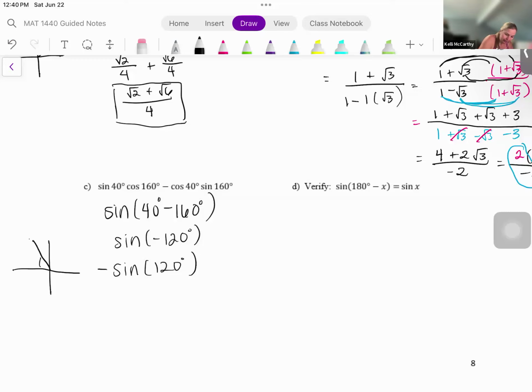So we know that this is 60 degrees. So it's that long, tall triangle where the horizontal leg is going to be the shorter distance, so 1/2, and it's going to be negative because we're in quadrant 2. And then the vertical leg is the longer side, so square root of 3/2, and it's positive because we're in that second quadrant. Sine is that y value. So sine of 120 degrees is square root of 3/2. So this is negative square root of 3/2.